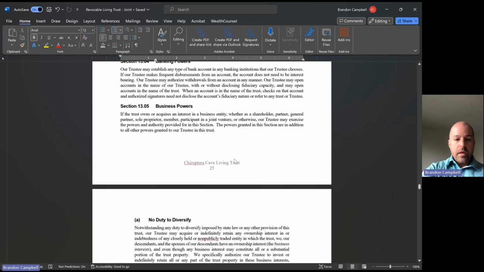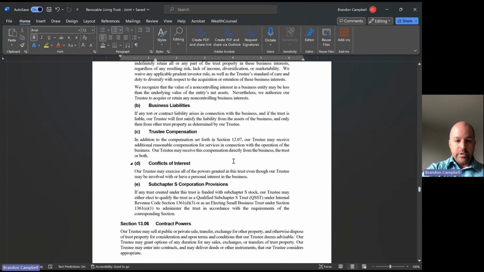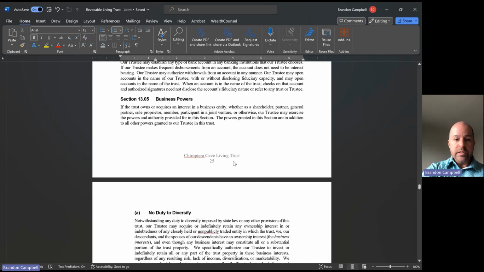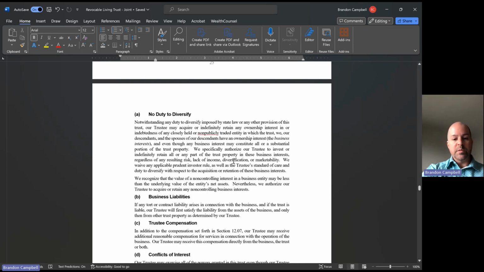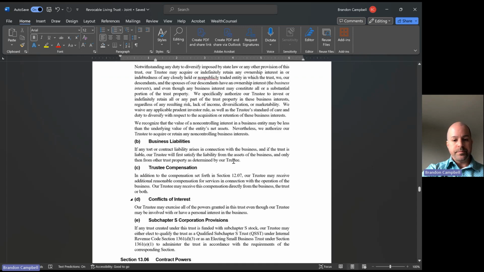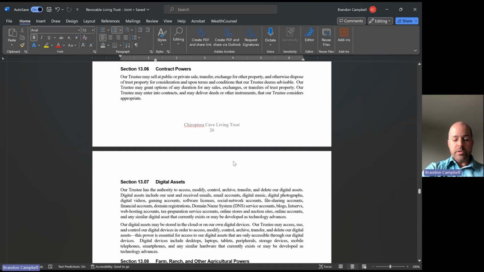Business powers, there's going to be a little bit more detailed language here. But if you happen to own a business or even like a minority share in a business, your trustee then can step into that role and they have the power to manage your business ownership interests, including some of these very specific subsections. Contract powers, your trustee can sign contracts. Your trustee can reach any forms of agreements necessary for administering the trust, buying assets, selling assets, etc.